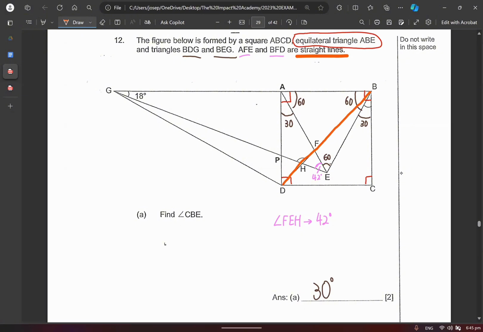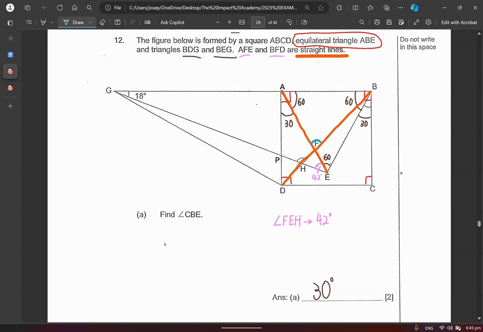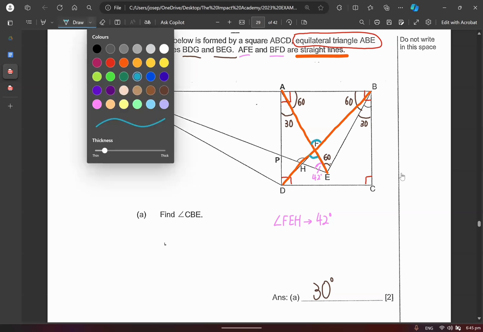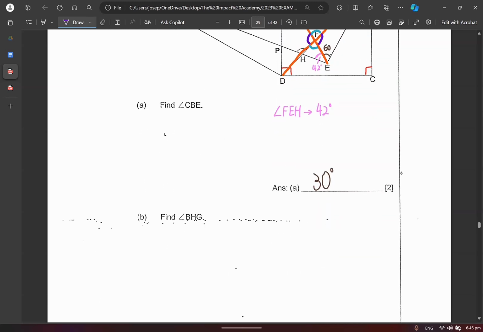All right, BFD is over here, AFE is over here. Can you see these two straight lines? When they intersect, what happens is that this part and this part is the same. We call that vertically opposite angle. This part and this part is the same. Make sense? Yeah.